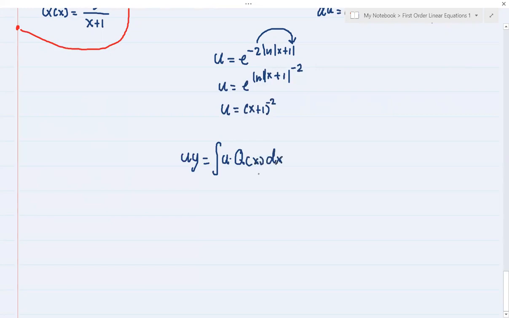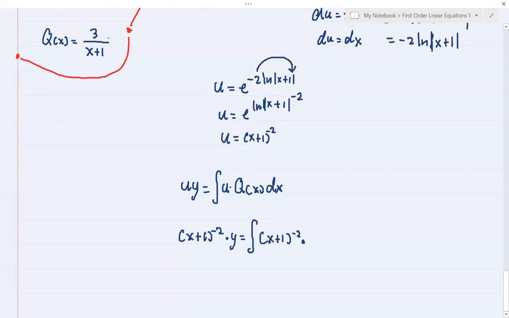Now let's substitute. Your u here is simply (x plus 1) raised to -2 times y, which is equal to the integral of your u, once again (x plus 1) raised to -2, times your q of x. Since your q of x is 3 all over x plus 1, therefore we will have 3 all over x plus 1, times dx.